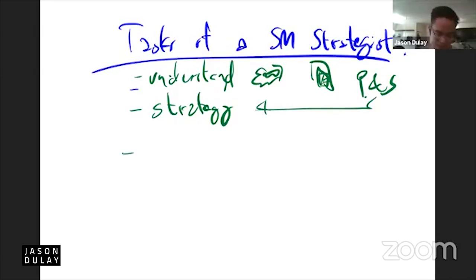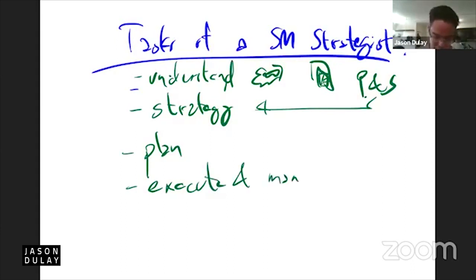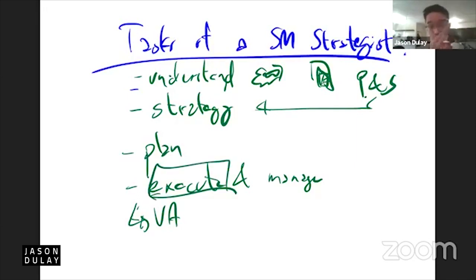And a lot of the times they don't just think about the strategy. They plan, but a lot of the times they execute and manage. So many times a social media strategist will also have people who are kind of working for them. They will have virtual assistants who do the interactions, who do the postings, who help them out with the tasks of executing the social media plan, of executing the social media strategy.